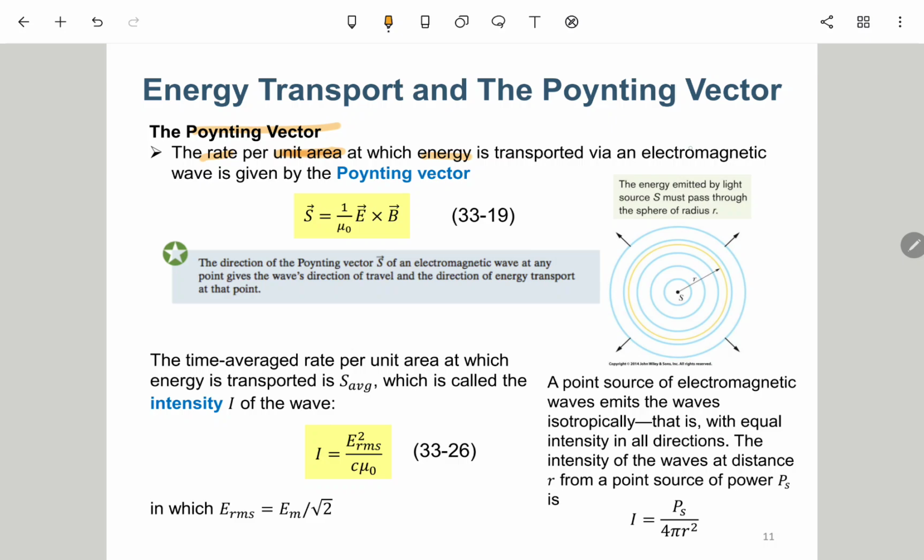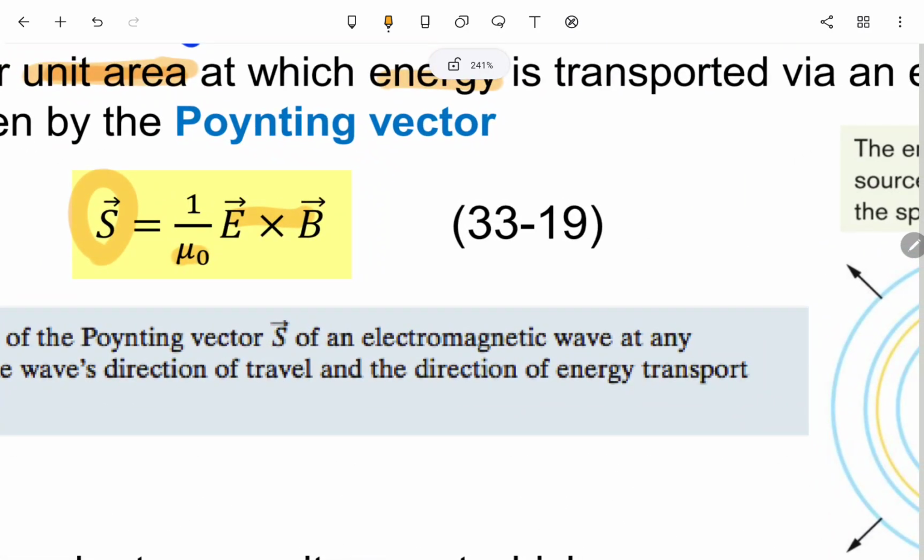The transport via an electromagnetic wave is given by the Poynting vector. The Poynting vector is given by S. S will be E cross B divided by mu 0. We'll also see why it will be like that after the rest of this chapter. It is related to the energy density stored in the E field and B field.